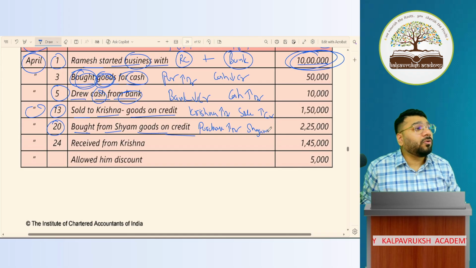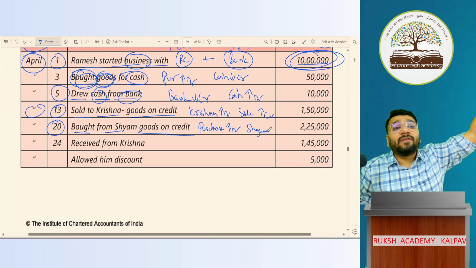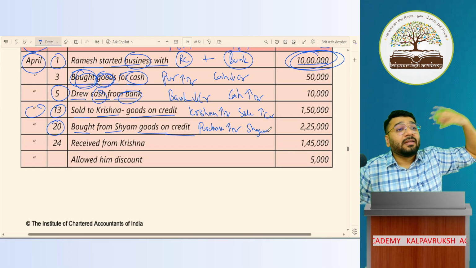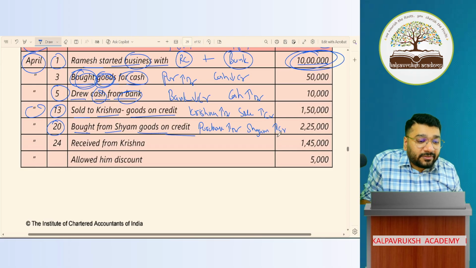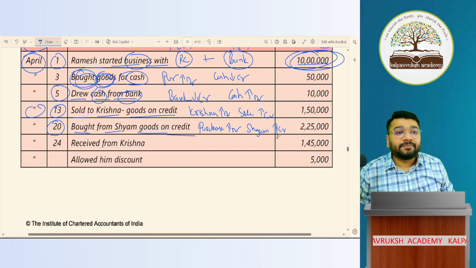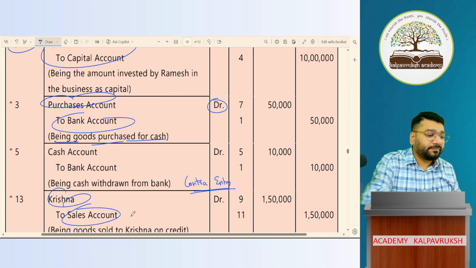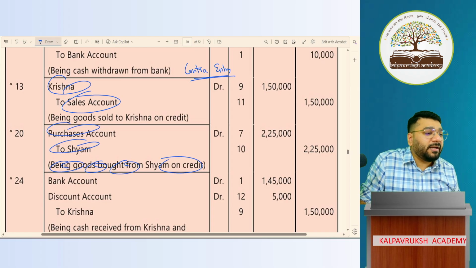Second is Sham. Why do I need Sham account? Because I have to pay him money. When will I pay? In future. Anything that I pay in future is liability. Liability is what balance? Open your mouth and respond, all of you. Liability is what balance? Credit balance. To increase liability, credit. So what is entry? Purchase account debit to Sham account. Being goods bought from Sham on credit.